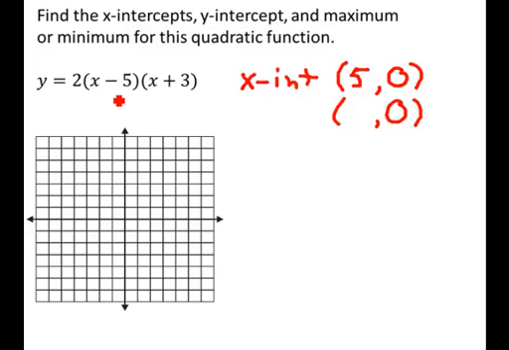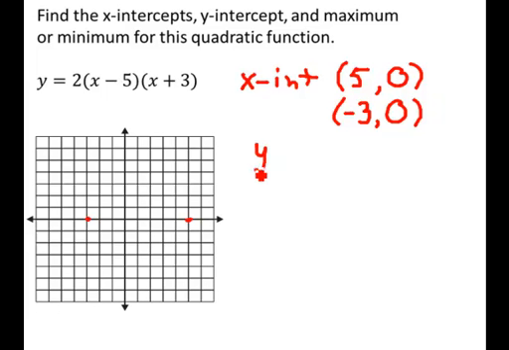A 0 here, 2 times 0 would give us 0. 0 times anything else would also give us 0. Well, what about in this linear factor? If we used a negative 3, we would get 0, and 2 times something times 0 is going to give us 0. So our two x-intercepts are 5 and negative 3, excuse me. So I'll make those marks here on our graph just to start to visualize that a little bit.